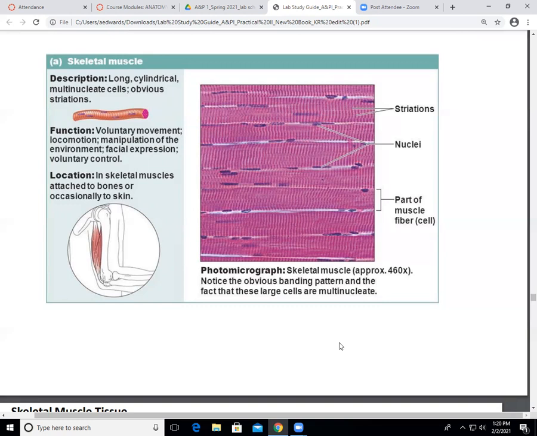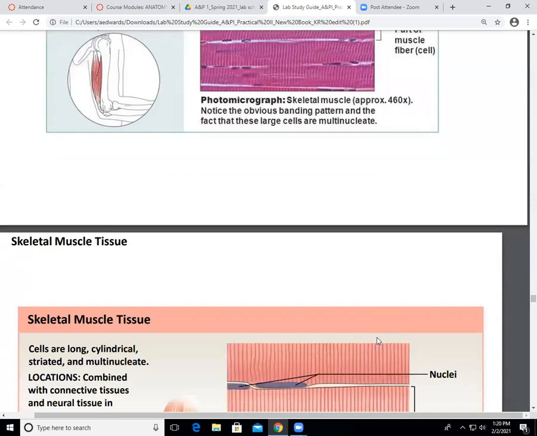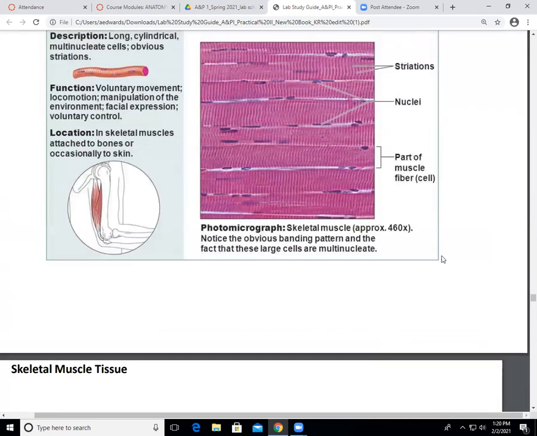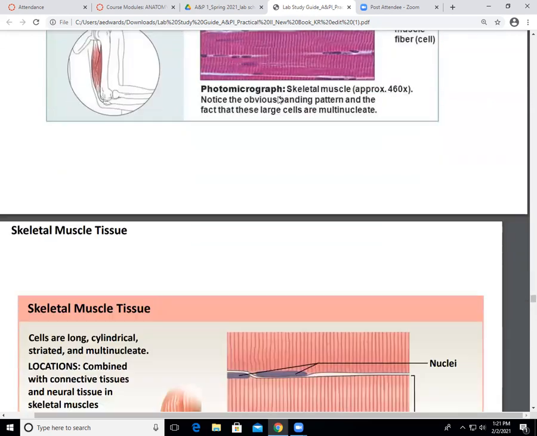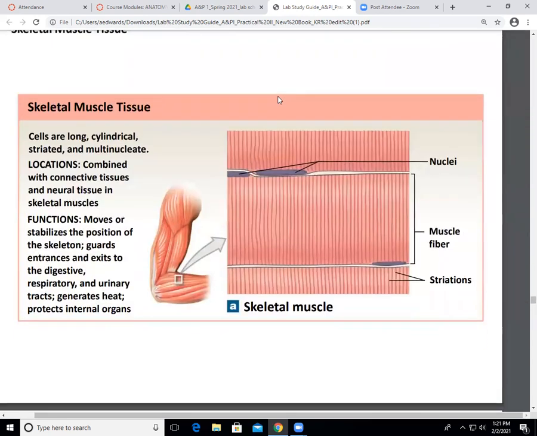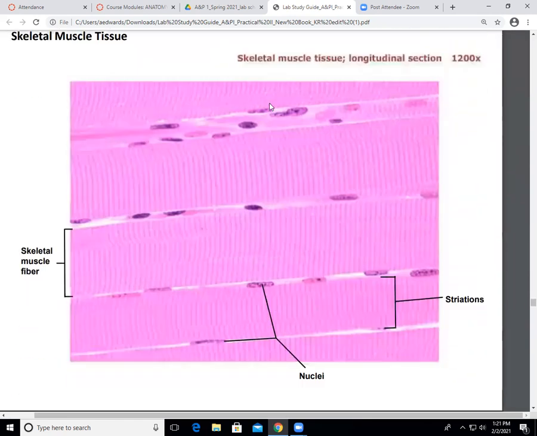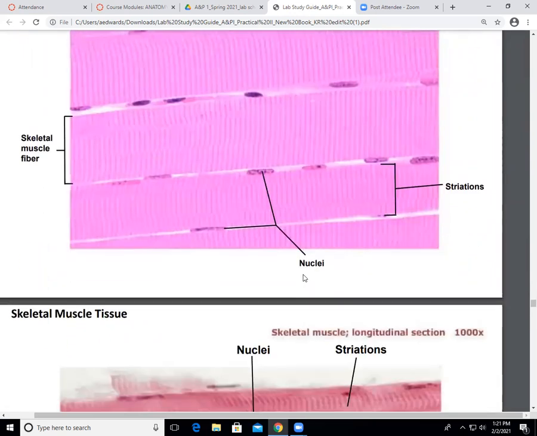And obviously muscle helps your body move, right? It does that through contractions. But I hope you can see that here. Lots of nuclei in here, right? See lots of little dots? Lots of dots here. It's multiple nuclei. All right. Same view here. You see all these nuclei. See the striations.